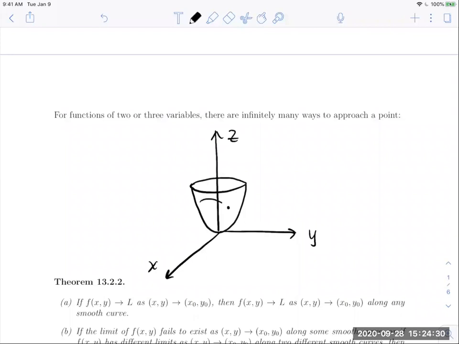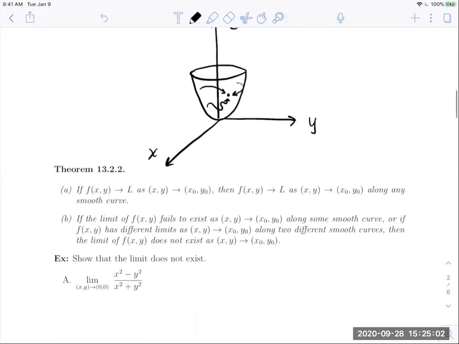Maybe we could approach coming this direction, or maybe we're going to squiggle towards this direction, or maybe we're going to come around the paraboloid here, right? There are infinitely many ways to approach this point. This is very problematic. It was very cut and dry in one dimension that we check from the left and from the right, and as long as those two agree, bam, we know that our limit exists. So how are we going to reconcile this in higher dimensions?